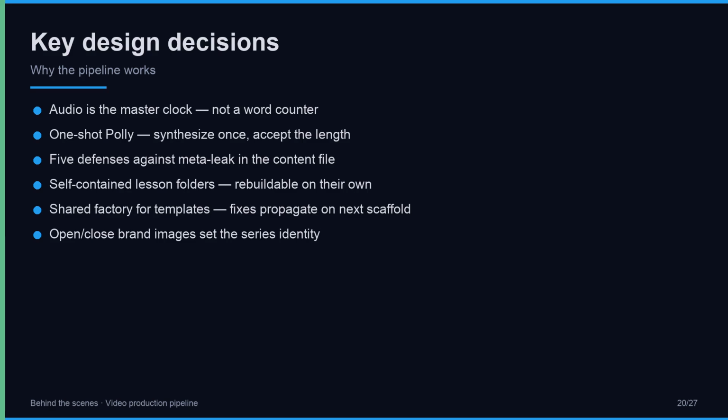3. 5 layered defenses prevent production jargon from leaking into the spoken track. 4. Self-contained lesson folders mean any lesson can be rebuilt from its own files. 5. The shared factory means fixes to templates propagate automatically on the next scaffold. 6. The open and close brand images set the visual identity for the entire series. 6 decisions that make it work.